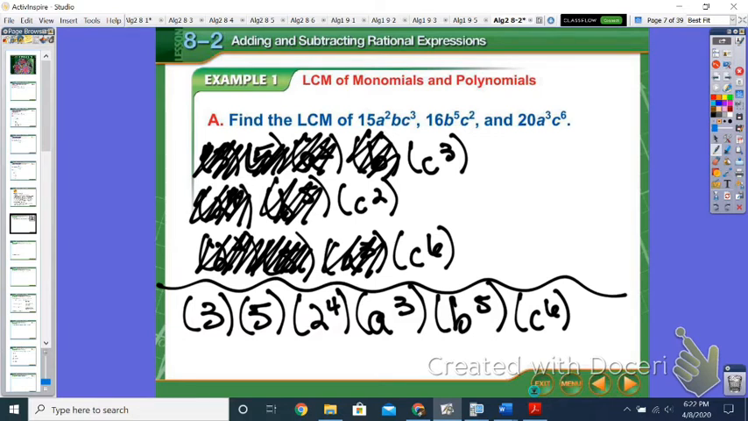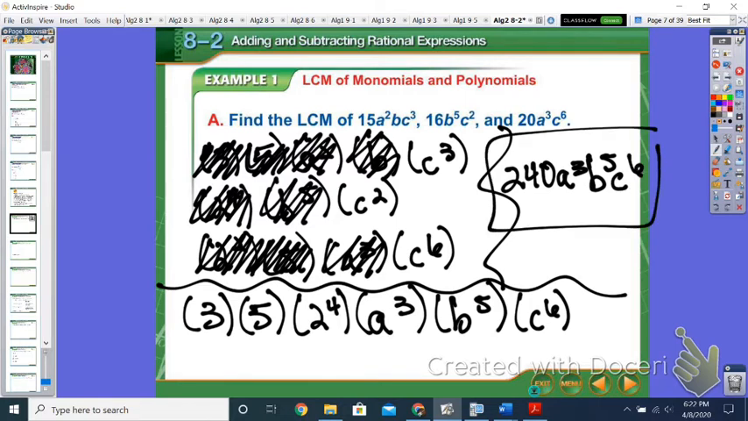Once you take the highest one of each of them, you're going to multiply 3 times 5 times 2 to the 4th, right? 3 times 5 is 15. 2 to the 4th is 16. 15 times 16 is 240. So I'll just write it up here. 240 is what I get from my numbers. And then the variables are obviously easy at this point because there's nothing else going on. It's a cubed, b to the 5th, c to the 6th.